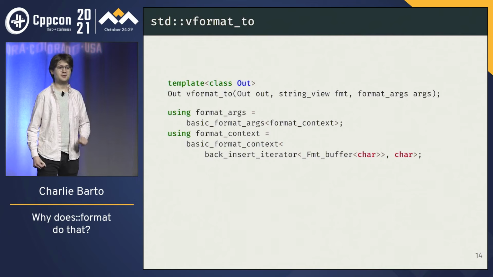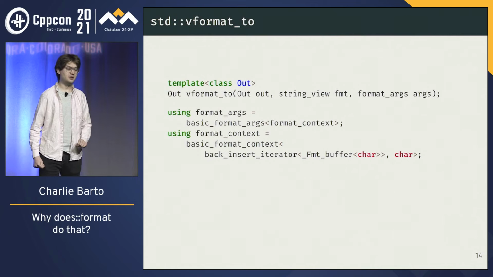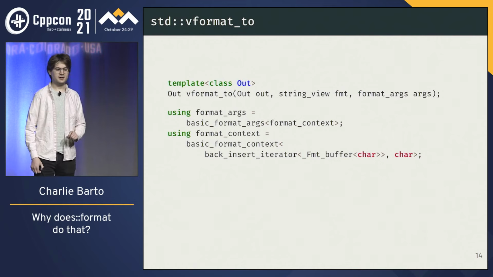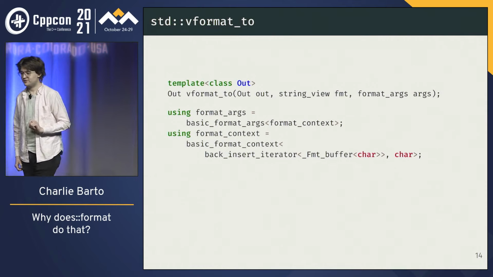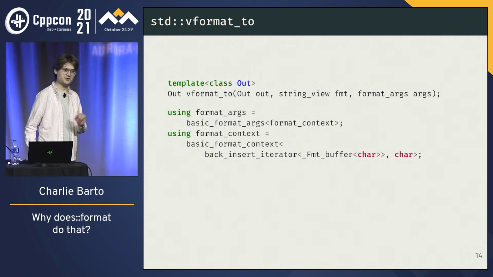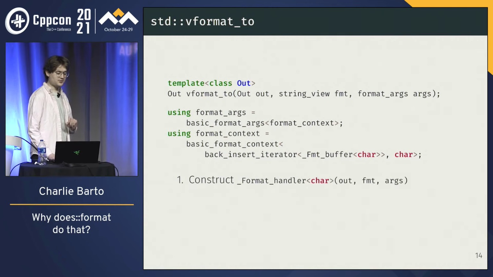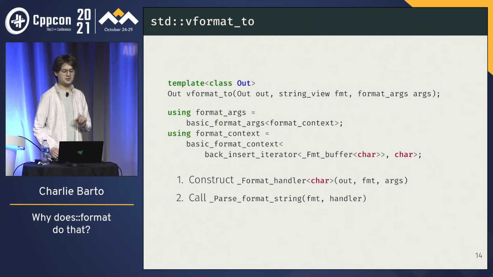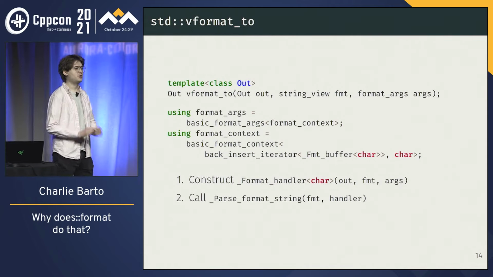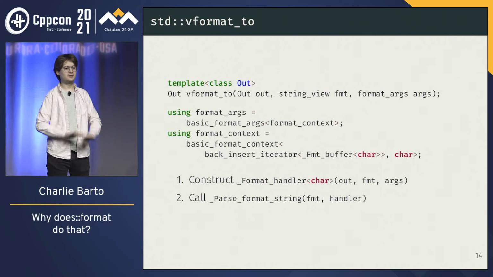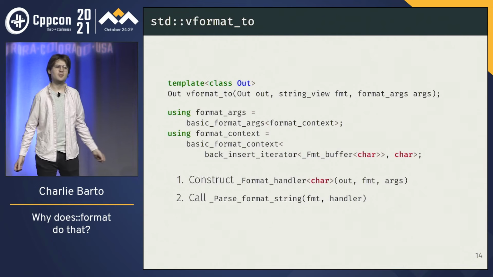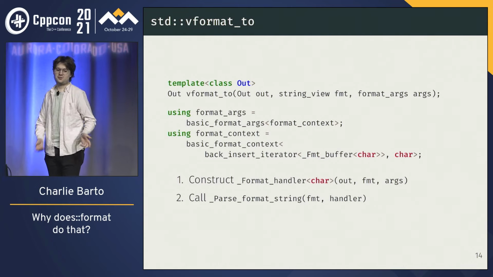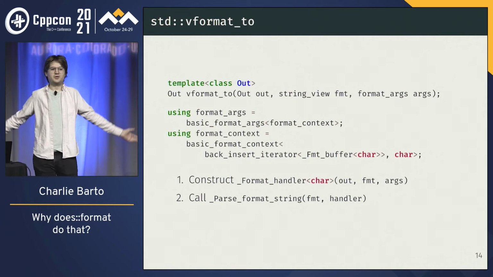Originally in C++20, when format was first voted in, the standard actually said that format context was back insert iterator of the output. And it would be different for each call to vformat2. That didn't last long. It was a problem. We'll get into why. So vformat2 does two things. It constructs a format handler, which is a bunch of callbacks. That's it. It's not a virtual class or anything. It's just a class with methods, and the methods serve as parsing callbacks. And then it passes that to parse format string, which parses the format string.